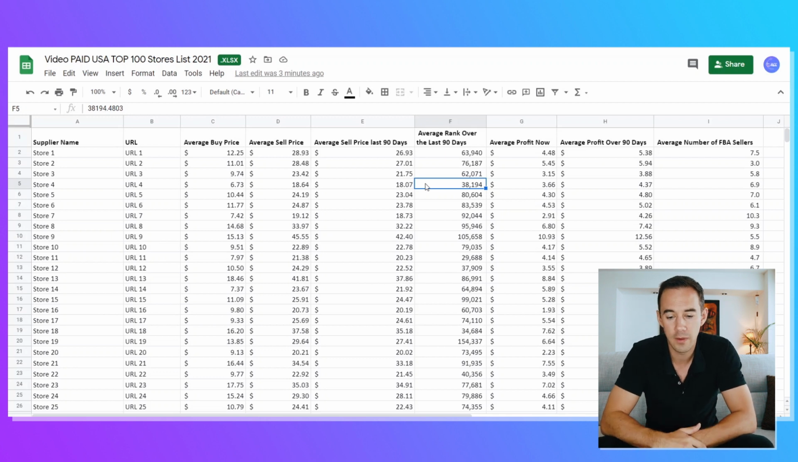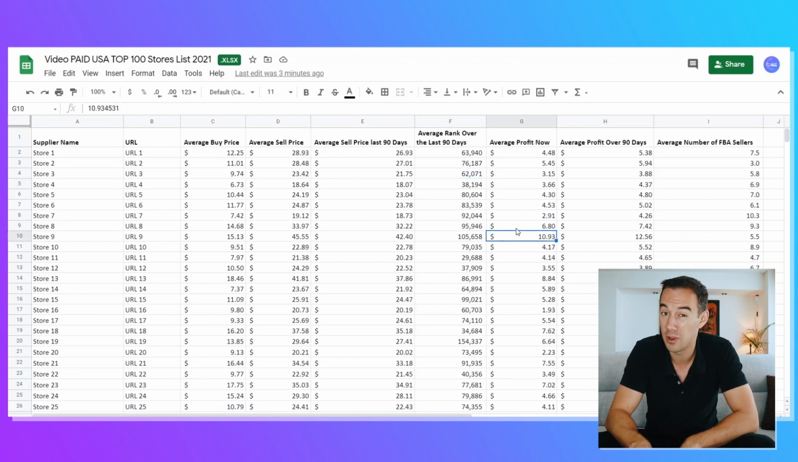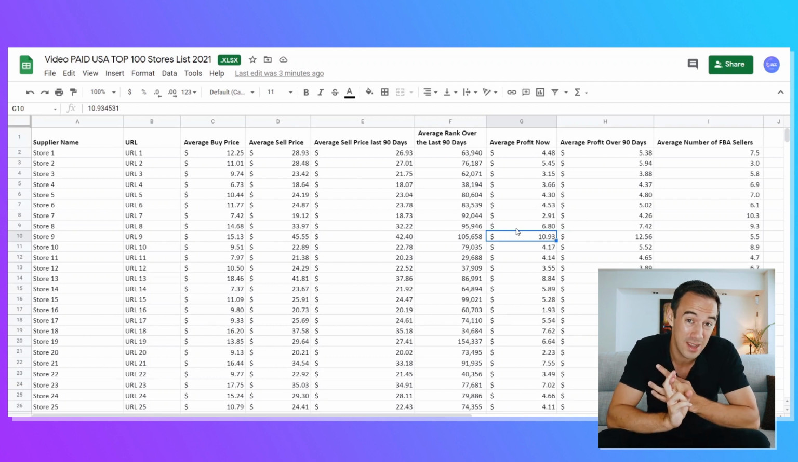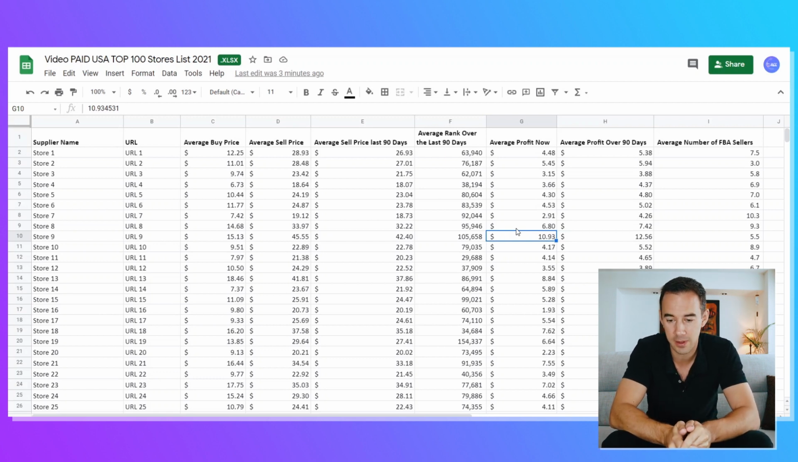Now, the other one you might be looking for is, I'm looking for really highly profitable items. Well, I can scroll down here and I can see straight away supplier store number 8 and also store number 9. They have a really high profit versus all the other ones. $6.80 and even $10.93. That's a much higher profit price point that's going to really help you out in growing the profitability in your business.